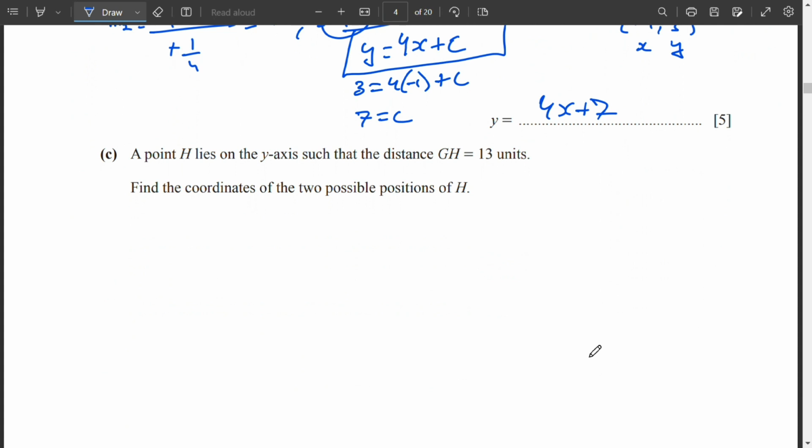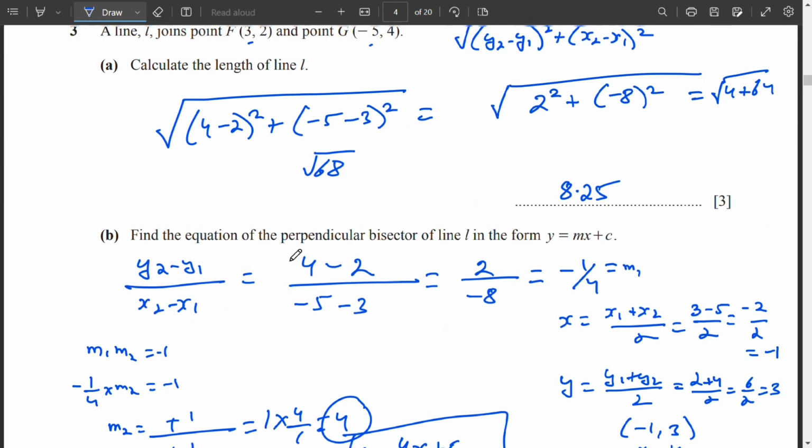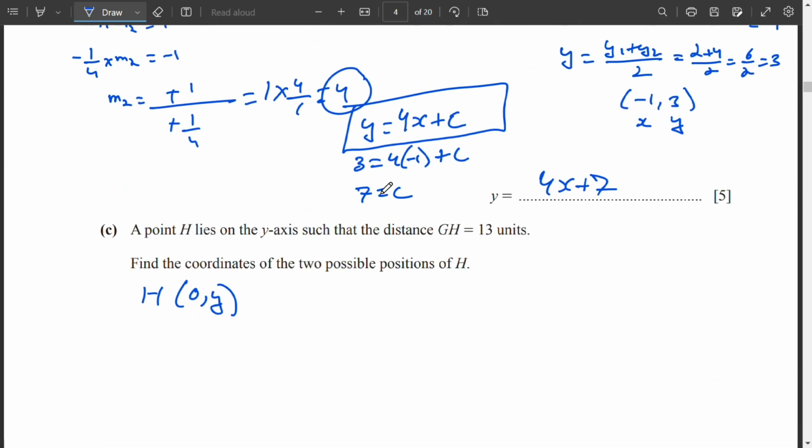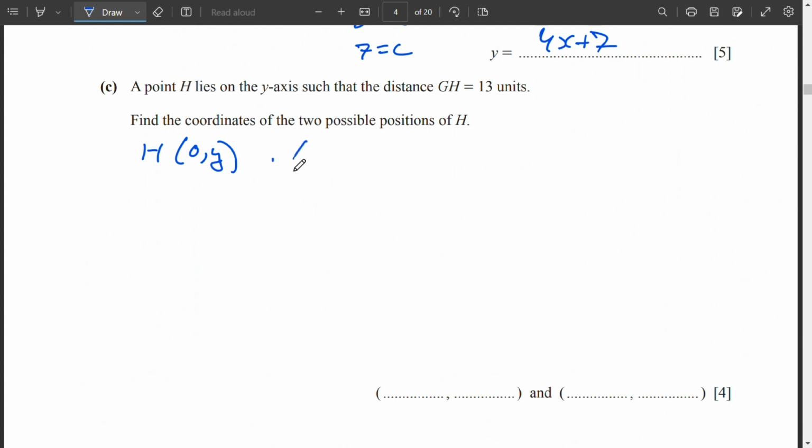Okay. Now it's saying the point H lies on the y-axis such that the distance GH is 13 units. Find the coordinates of the two possible positions of H. Okay, see, it lies on the y-axis, so we can take the H coordinates as 0, y. Since it is on the y-axis, the x coordinate is 0. And G, what are the coordinates of G? It is minus 5, 4. So we have G as minus 5, 4. Okay, now they have given the distance 13 units.